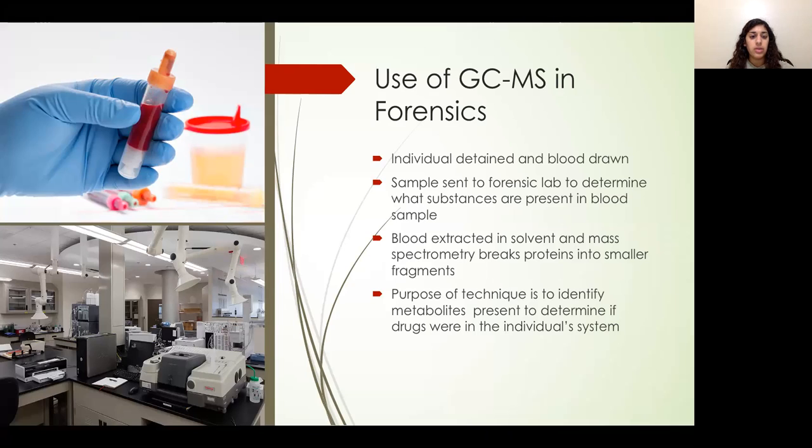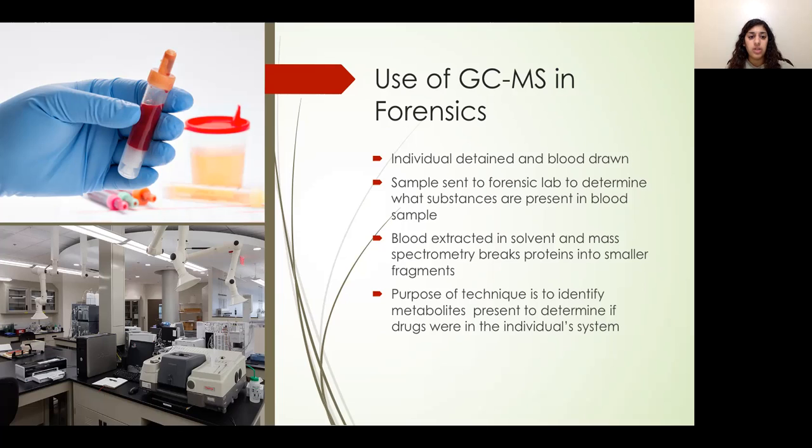Once the blood sample gets to the forensic lab, it is subjected to a number of tests by trained toxicologists who specialize in forensic toxicology. It is the analyst's job then to determine what substances are present in the blood sample. This is done through a technique called gas chromatography mass spectrometry, which is very important in the field of forensics.